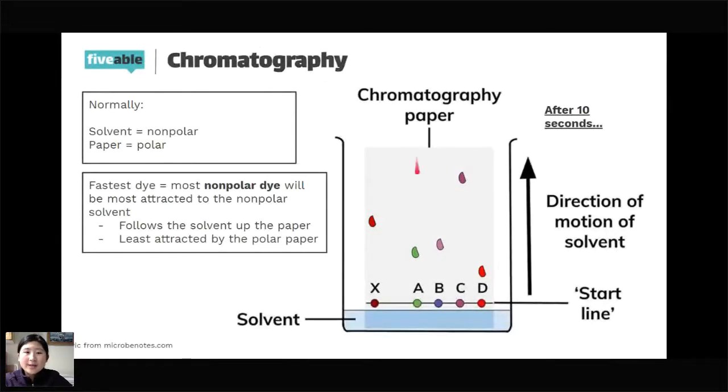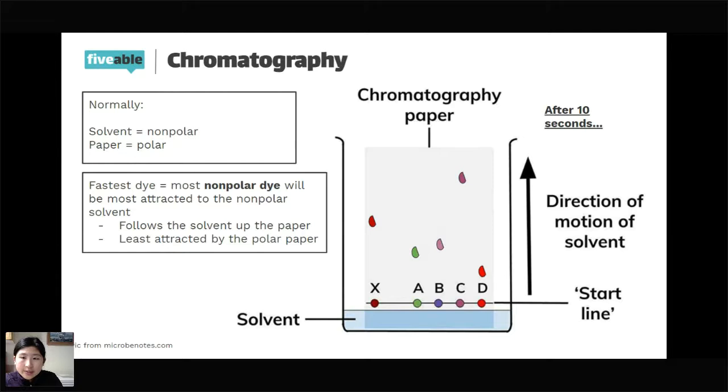So over here you can see if the dye is very nonpolar, then it's going to stick onto the solvent, which is nonpolar, as you can see over here. So it's going to be more attracted to the solvent. However, if the dye is polar, then it's going to attract onto the paper. So it's going to try to stay with the paper.